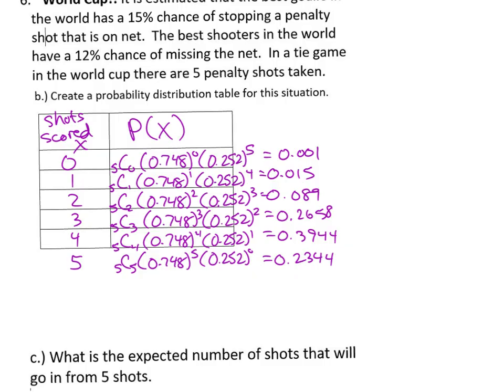Now, what is the expected number of shots that will be scored on goal from 5? That's just the number of shots times the probability that the shot would go in. So therefore, we are expecting that between 3 and 4 shots will be scored on goal. And if you look in the distribution table, that is where the highest probabilities are.